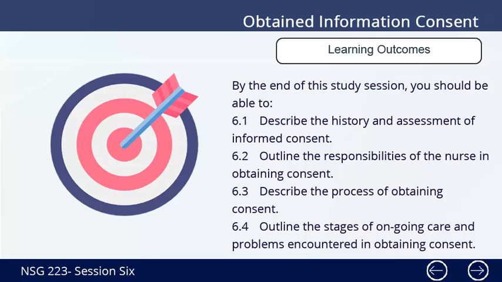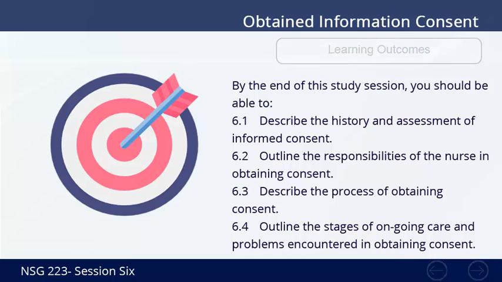Describe the history and assessment of informed consent. 2. Outline the responsibilities of the nurse in obtaining consent. 3. Describe the process of obtaining consent. 4. Outline the stages of ongoing care and problems encountered in obtaining consent.